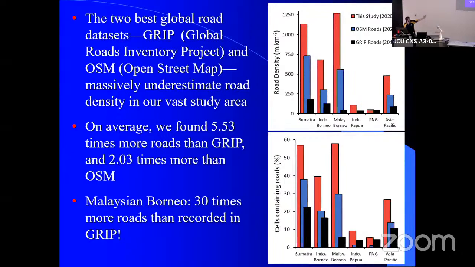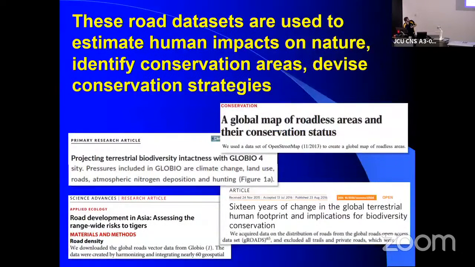And if you look at, say, Malaysian Borneo, the difference between our data set and the GRIP data set is we have about 30 times the amount of roads. So if you can imagine that anyone trying to estimate the impacts of humans on Malaysian Borneo is probably underestimating it a fair bit. And these road data sets are used in lots of high-profile conservation studies. So we have the roadless areas, which was published in, I think, Nature or Science, the human footprint maps, all these sorts of global assessments that get published in Nature and Science and used to inform conservation policy are severely underestimating the impacts of roads.